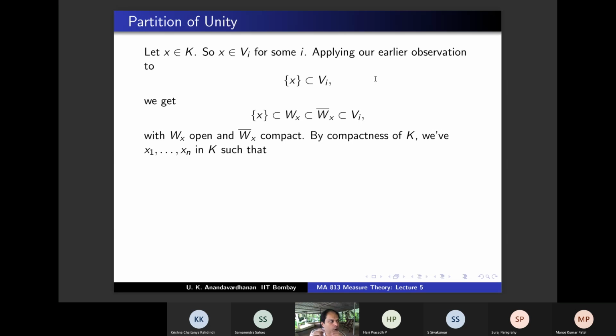for every x you have got this Wx, and the union of the Wx is a cover for K, out of which you can extract a finite cover. Suppose that is Wx1 through Wxn. So you have got these points x1 through xn such that K is contained in this union.